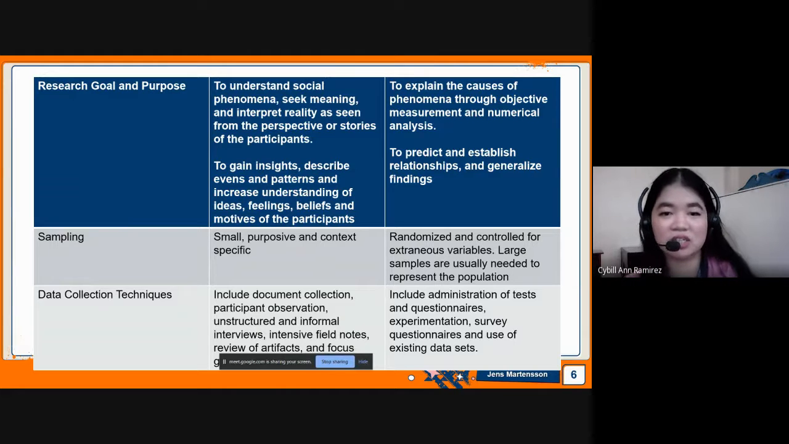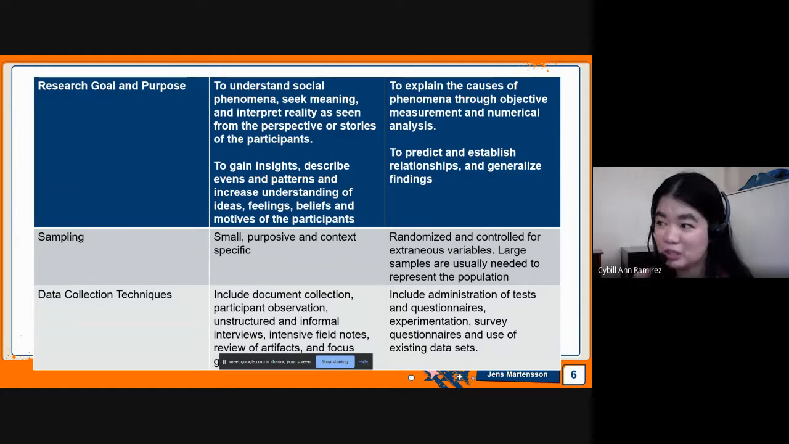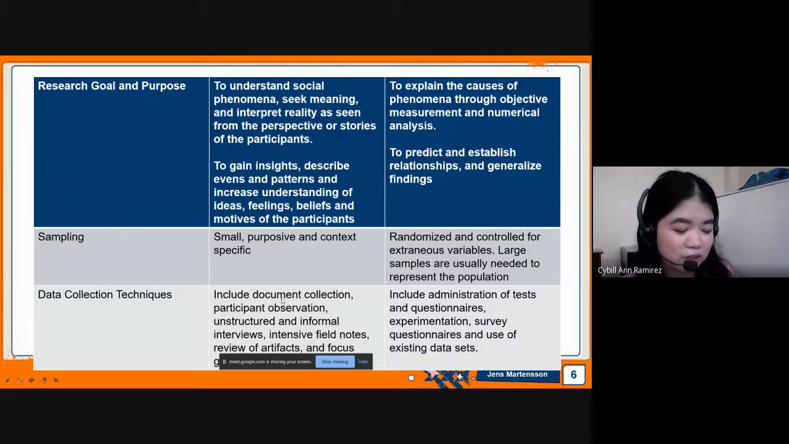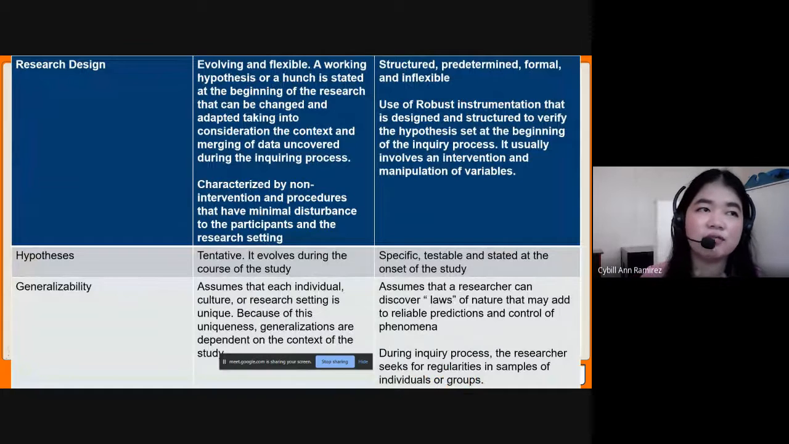And then in quantitative it's different: just a test questionnaire, it may be a 10 item, 15 item, or even 20 item questionnaire, which you distribute, with yes or no or a scale from 1 to 5, 5 the highest and 1 the lowest. So the two are different when it comes to collecting data. Research design: evolving and flexible.